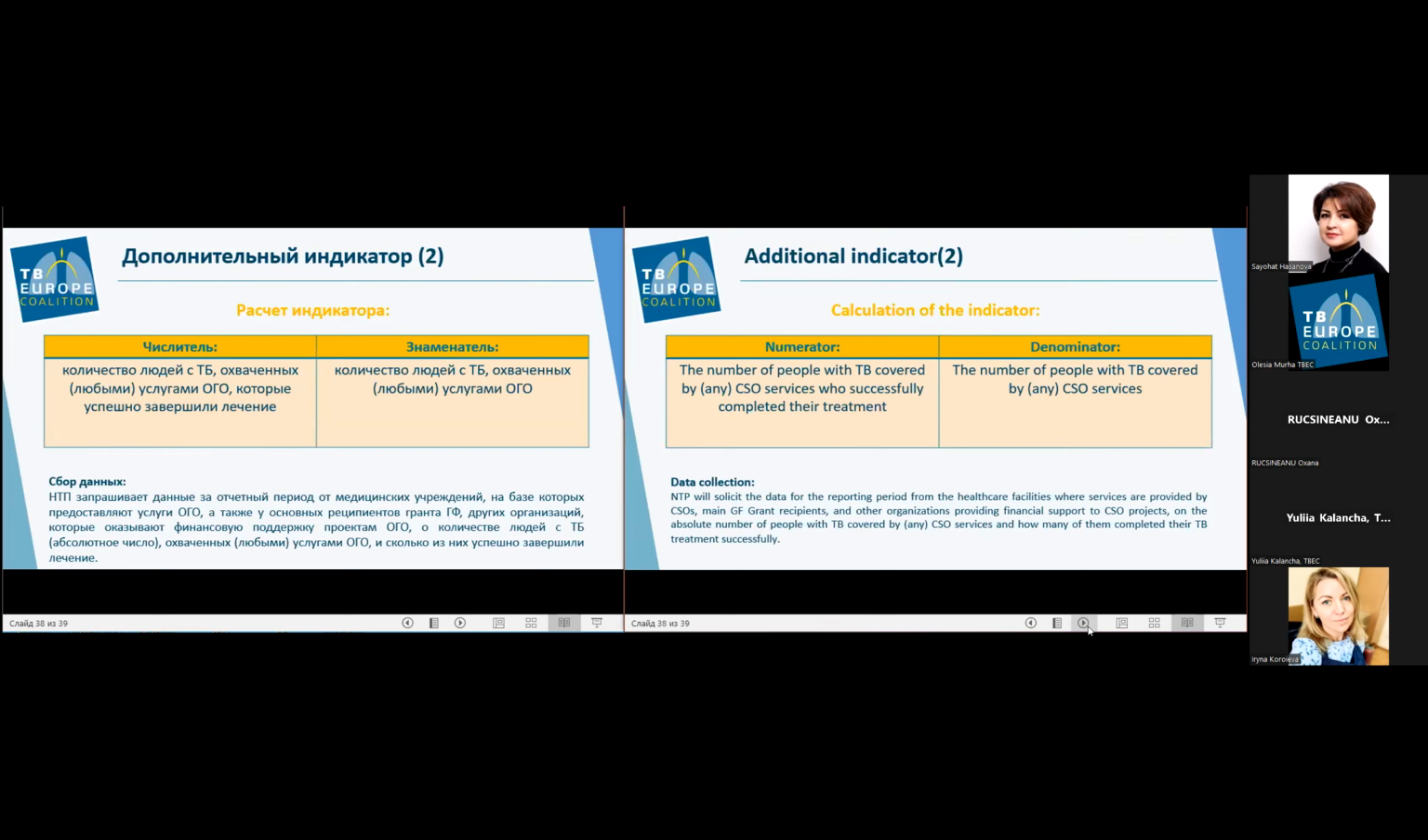So the calculation of this indicator is like this. The numerator is the number of people with TB covered by any CSO services who successfully completed their treatment, and the denominator will include the number of people with TB covered by any CSO services. Data collection in principle is the same as for indicators number 3 and 4. For the reporting period, NTP will solicit the data from the healthcare facilities.